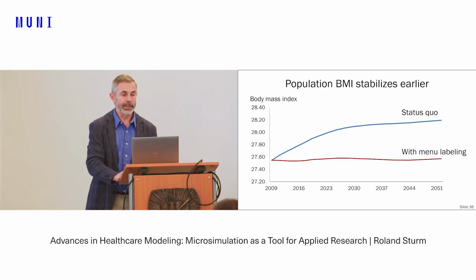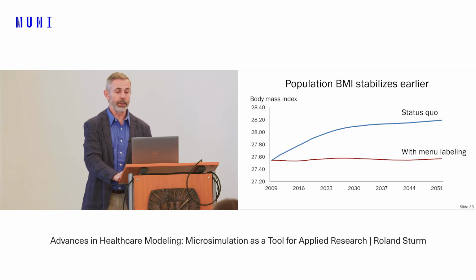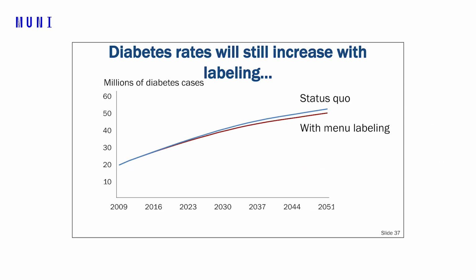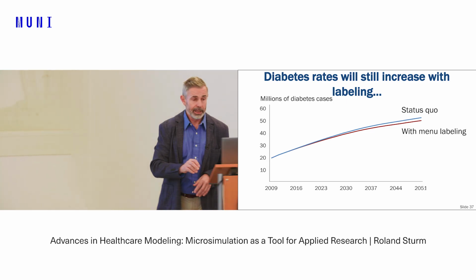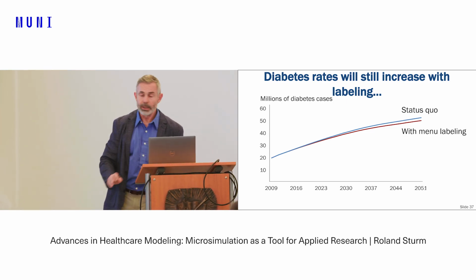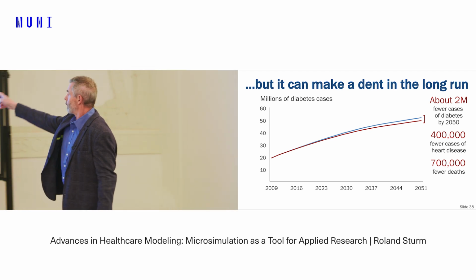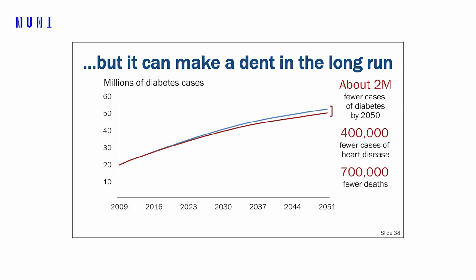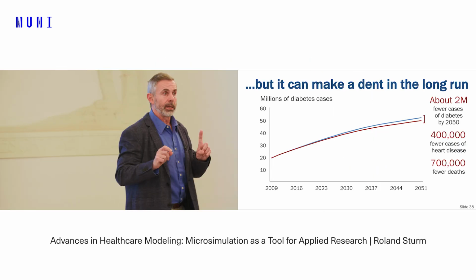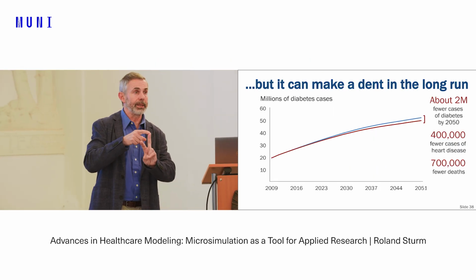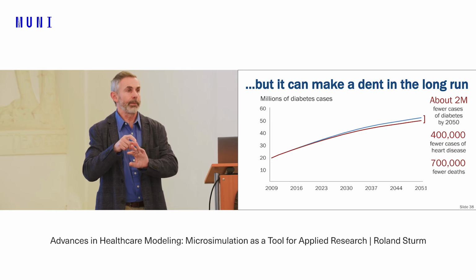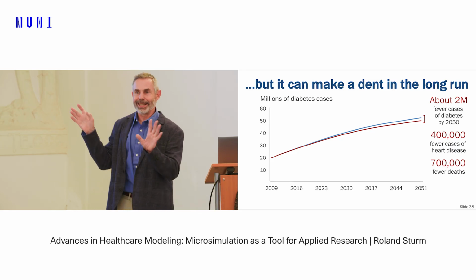What she found was that BMI would be stabilized a little bit earlier, but diabetes rates will still go up. No, menu labeling is not going to stop the diabetes epidemic. It will go on. You can say it makes a dent in the long run. Now, you may ask, why did we start it here? Because the regulation should have been in place in 2010, because it was part of Obamacare. There was a law in 2010 that said the menu labeling should be in place. It didn't happen until 2018. So that's a different story.